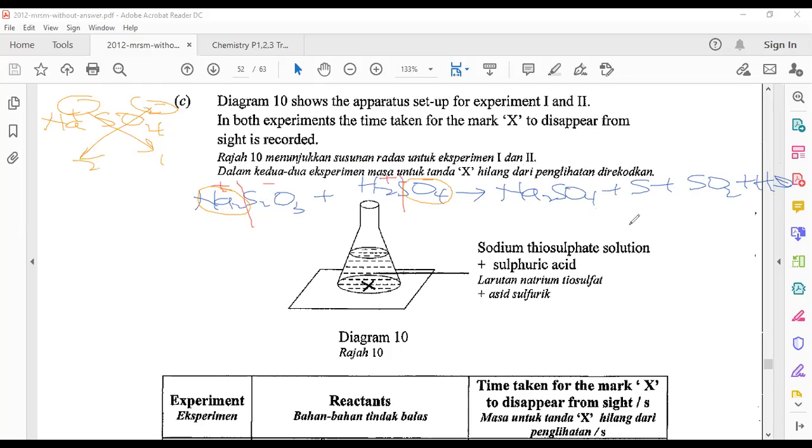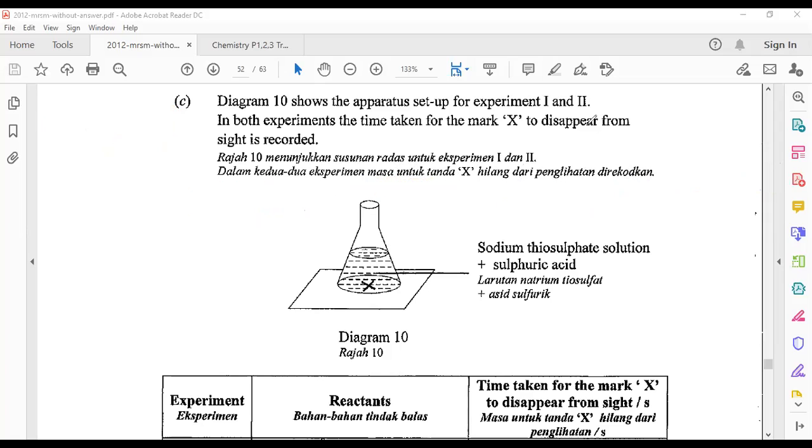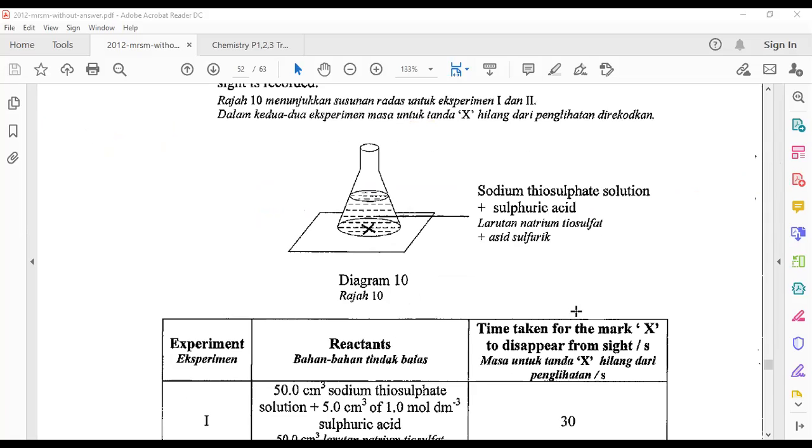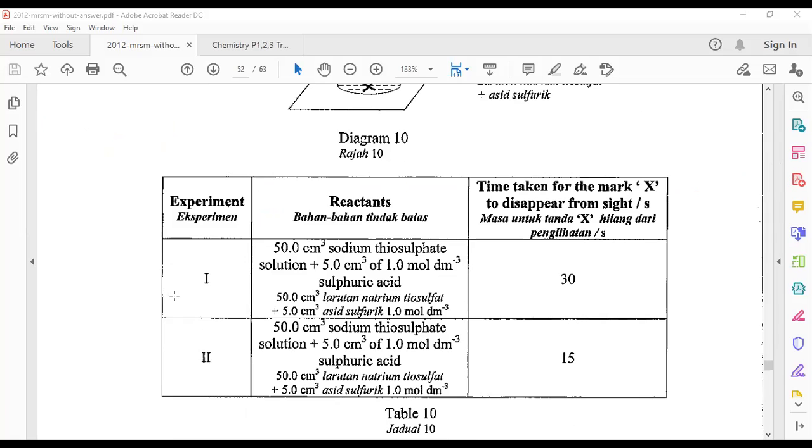Now in this case, the reactants are the sodium thiosulfate solution and the sulfuric acid. The sodium thiosulfate solution is initially put into the conical flask. Then you add in the sulfuric acid. Now, what is next will be this. The question shows that for set 1, the time taken is 30 seconds, and for set 2, the time taken is 15 seconds.